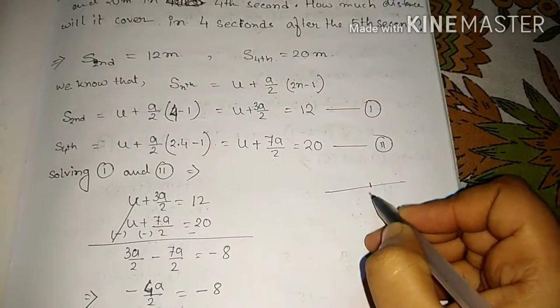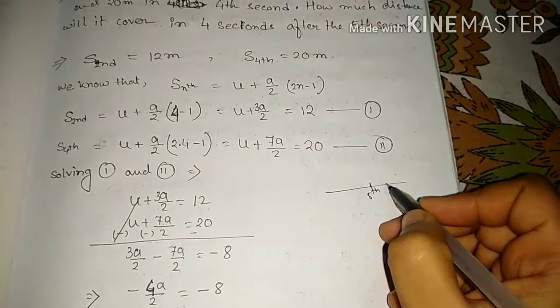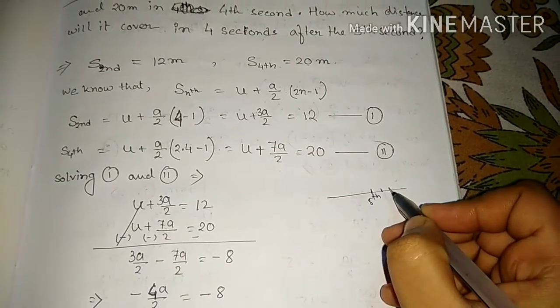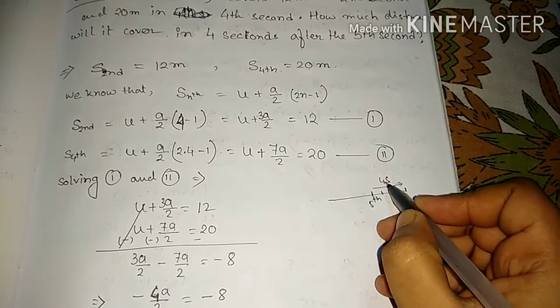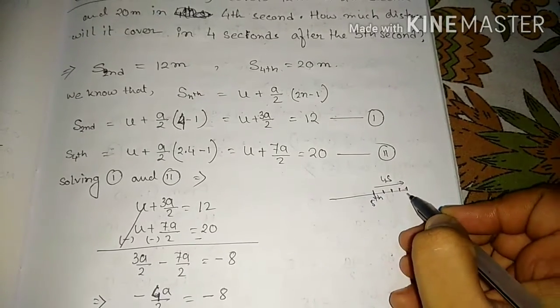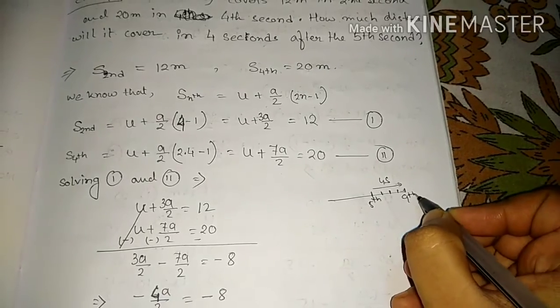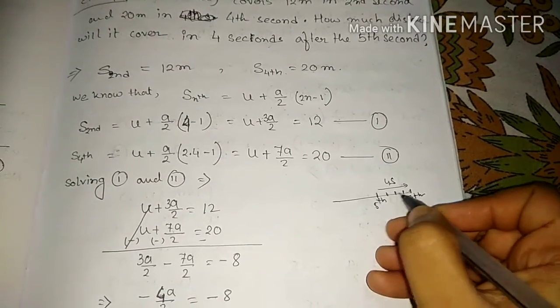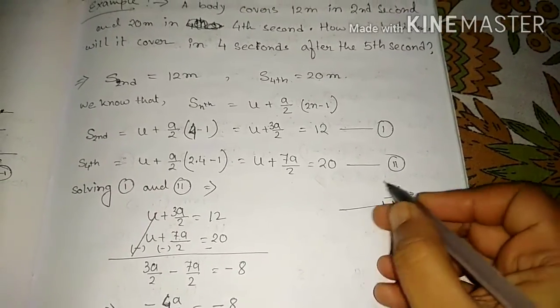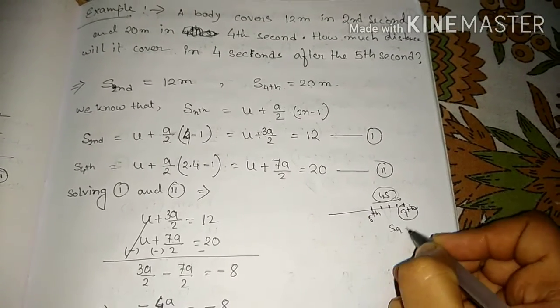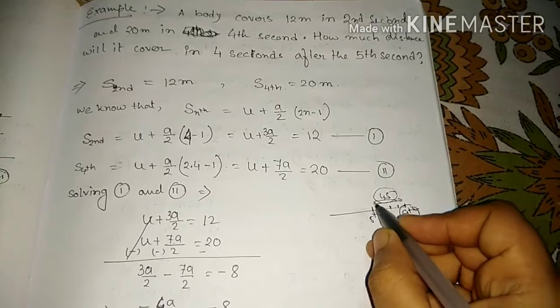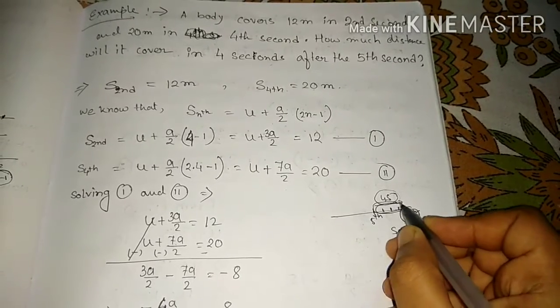But we want to find out how much distance it will cover in 4 seconds after the 5th second. Suppose this is the 5th second. After the 5th second, 4 seconds means 1, 2, 3, 4, so up to the 9th second: 6, 7, 8, 9. So how much distance will it cover in 4 seconds if we take S9 minus S5? We get the distance in between in these 4 seconds.